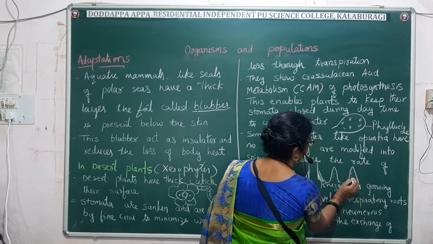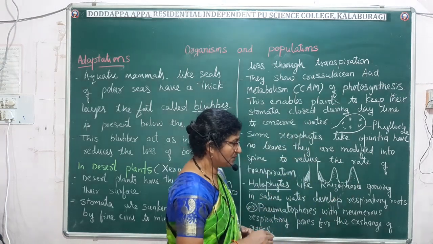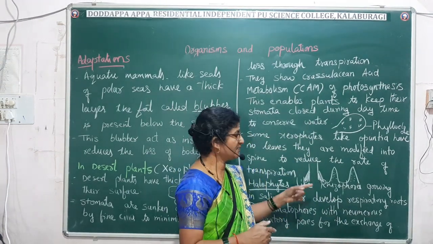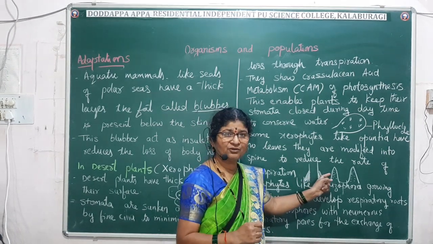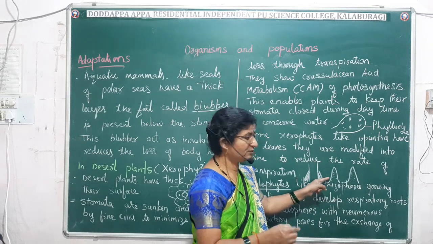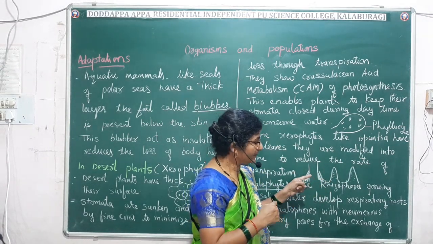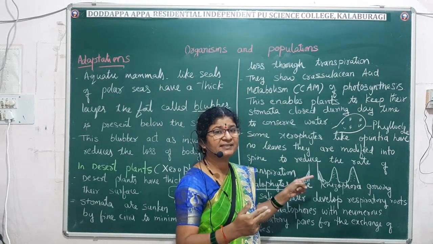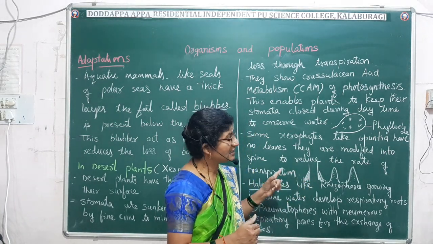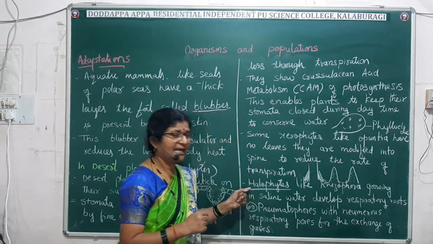Round you will see, not like this. You will see like this, respiratory pores. So the roots which grow against the gravitational force are called pneumatophores or the respiratory roots. And on these respiratory roots you will see small respiratory pores, and these pores help in the exchange of gases. So it is also one of the important adaptations which we see in the halophytes.